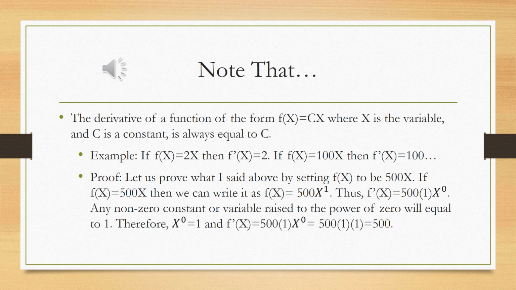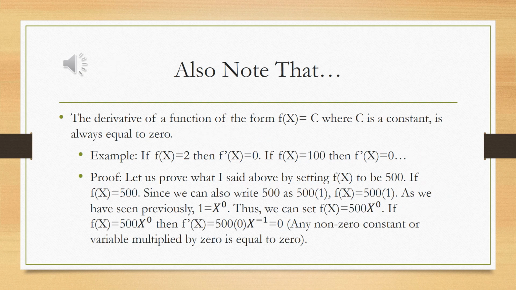Let us prove what I said by setting f of x to be 500x. If f of x equals 500x, then we can write it as f of x equals 500x to the 1. Thus, f prime of x equals 500 times 1 x to the 0. Any non-zero constant or variable raised to the power of 0 will equal 1. Therefore, x to the 0 is 1, and f prime of x equals 500 times 1 x to the 0, which is 500 times 1 times 1, which is 500.